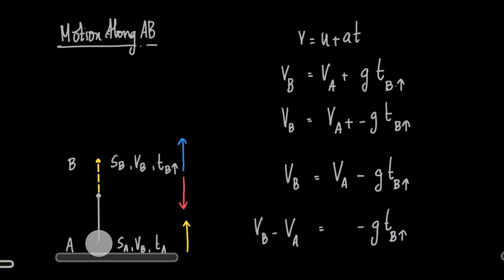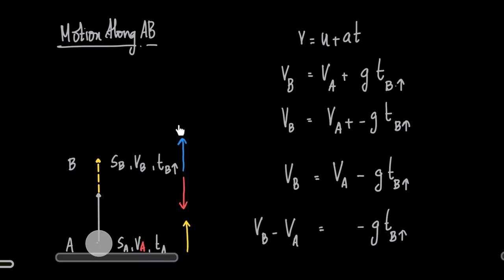Right? So please, it's a humble request that you write these things along with me. For the motion along AB, the displacements are SA and SB respectively, the velocities are VA and VB respectively, and the times are TA and TB.